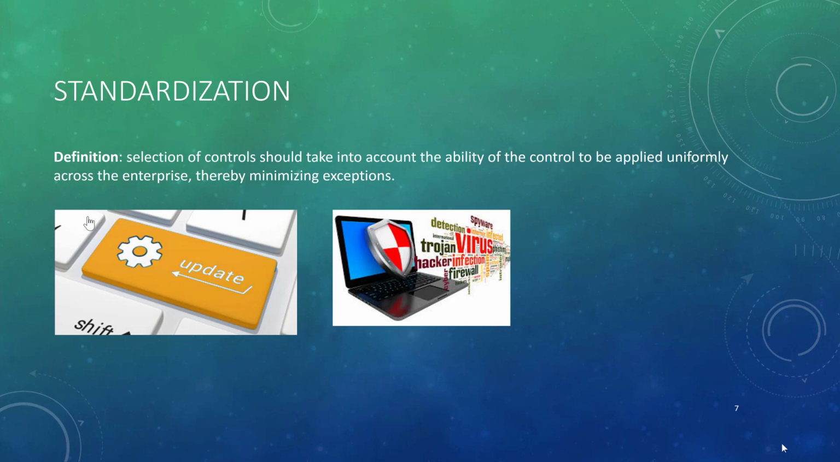Standardization, this idea that the controls should be applied uniformly across the entire enterprise, minimizing exceptions. And what I've highlighted here is this ability to update computers, to patch computers. There's no reason to do it 40 different ways across your enterprise. You probably, for at least your desktops, want to do it one way. There's not a lot of justification in doing it more than one way. And so standardization is an important control principle.